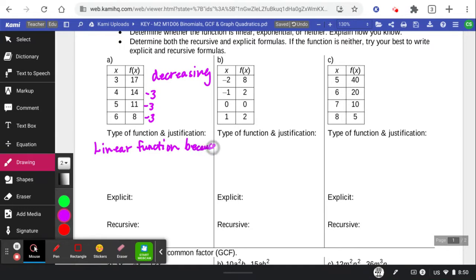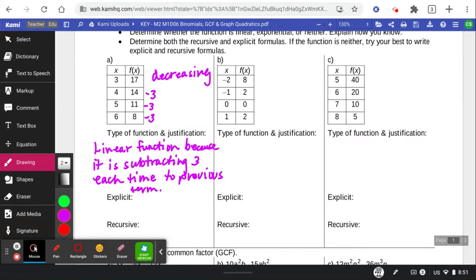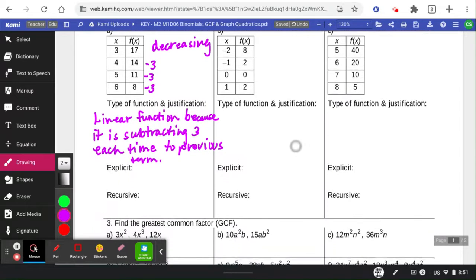because it is subtracting 3 each time to the previous term. You could say it has a constant rate of -3. You could say it has a constant first difference of -3, etc.